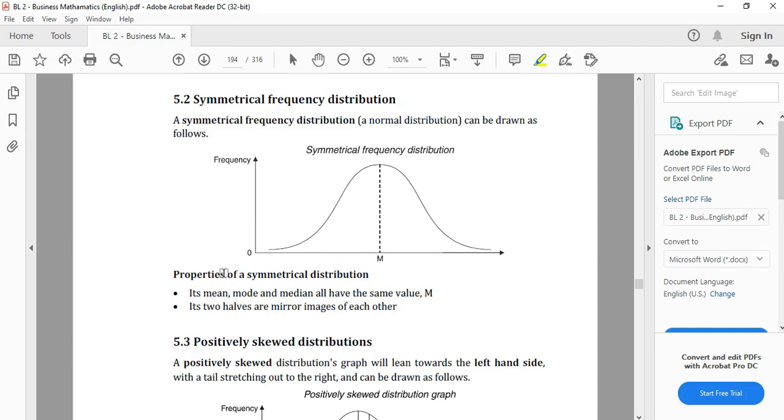So the properties: the mean, mode and median are the same value. Remember this. In symmetrical distributions, the mean, mode and median are the same. It has two halves that are mirror images of each other. The same thing is displayed on each side. Symmetrical. It's also called a normal distribution.